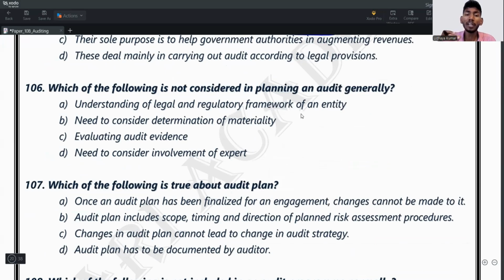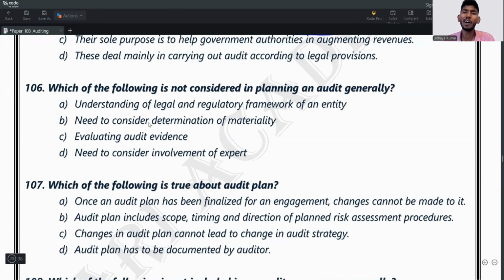So, which of the following is not considered in planning an audit generally? Option A, understanding of legal and regulatory framework of an entity. It is required for audit planning, right? So it's a right one, but he is asking not considered. Option B, determination of materiality, is also considered for audit planning.